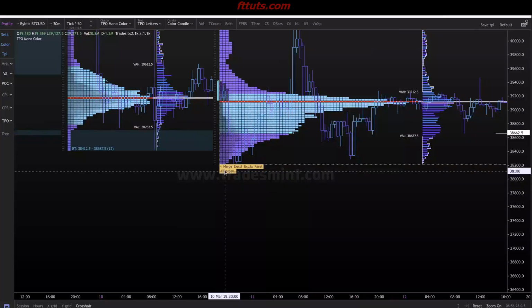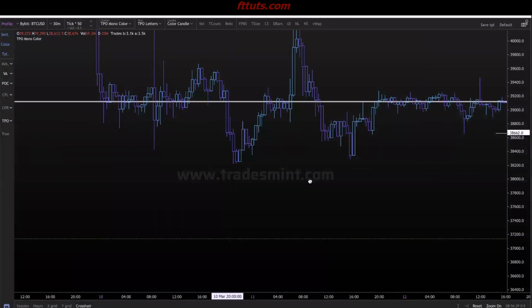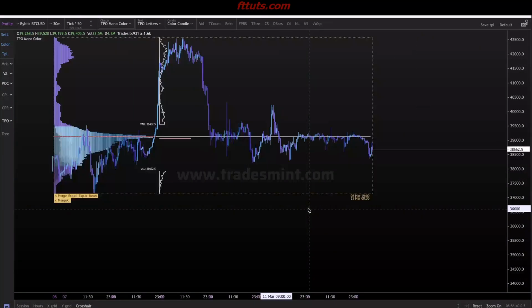Let me zoom in, merge X. How many sessions do we want to merge? 10. Now, each session on a standard TPO chart represents 1 day. So 10 sessions equals 10 days, boom. Now we have merged 10 days together.